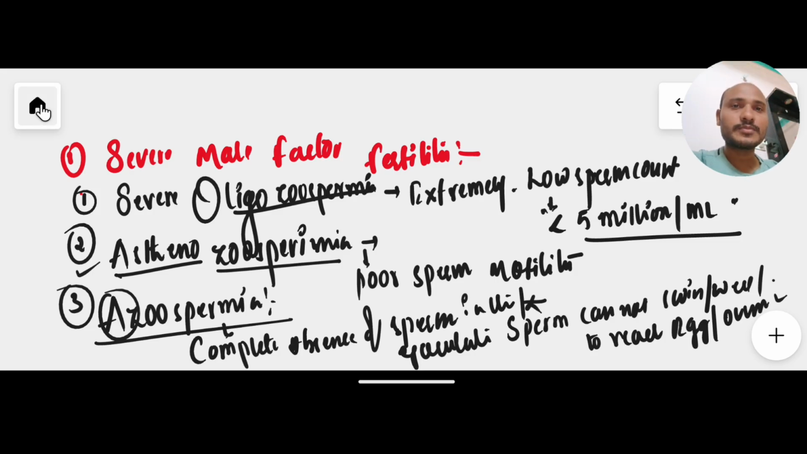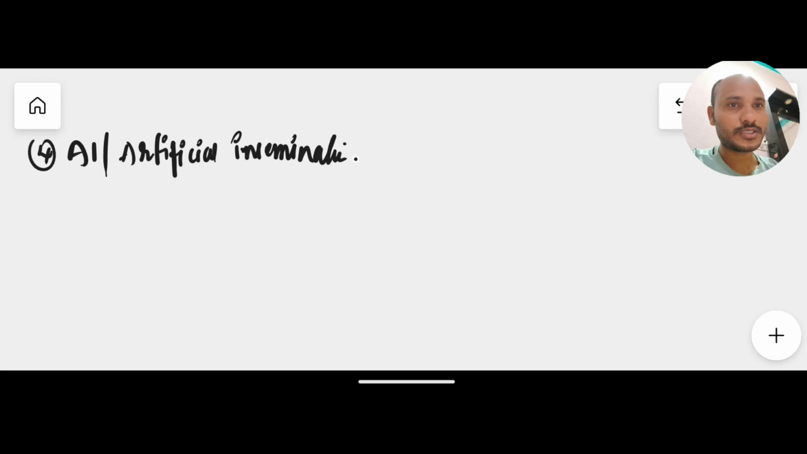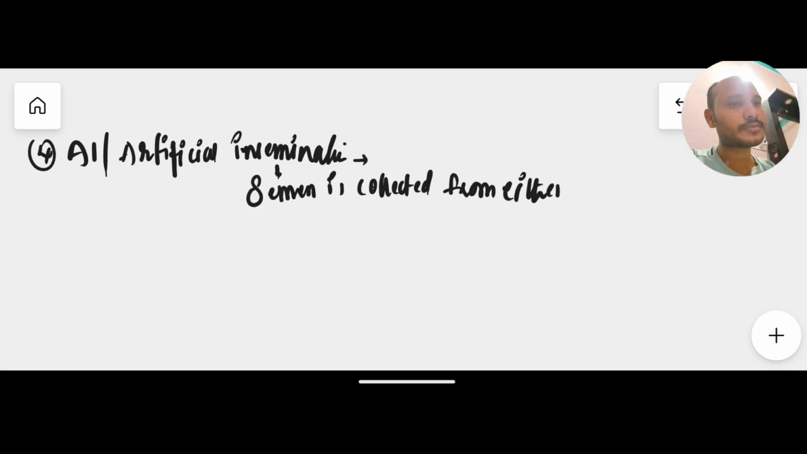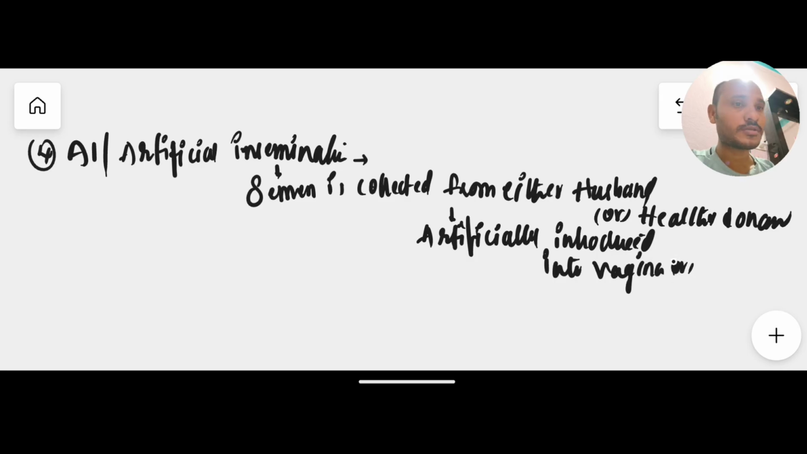Now we move on to another important in vivo fertilization method, the fourth one. AI means artificial insemination, in which semen is collected from either the husband or a healthy donor, and this semen is artificially introduced directly into the vagina, or we can introduce this semen into the uterus. This method is called artificial insemination.